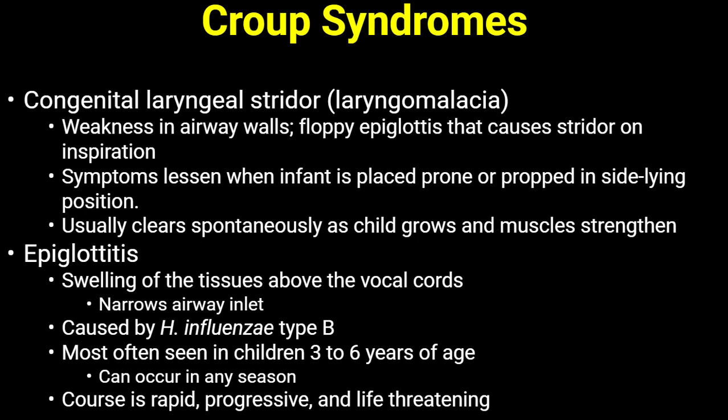Croup syndromes are a group of conditions affecting the upper airway. Let's start with congenital laryngeal stridor, also called laryngomalacia. This is due to weakness in the airway walls, a floppy epiglottis, that causes stridor on inspiration. Stridor is that high-pitched musical sound you hear when a child breathes in. The important nursing intervention here is positioning.